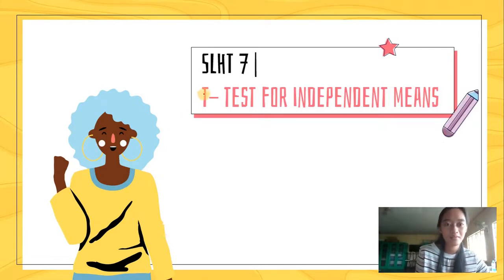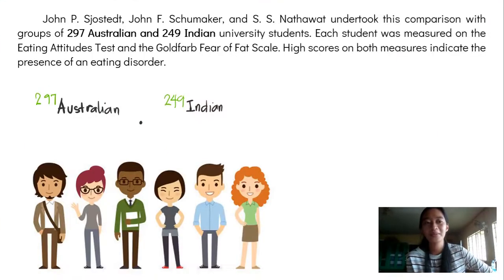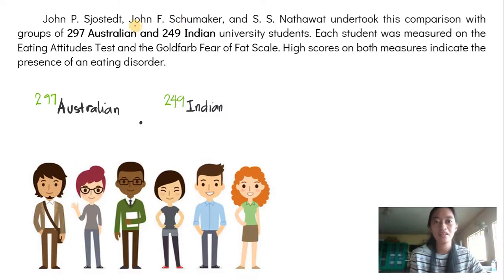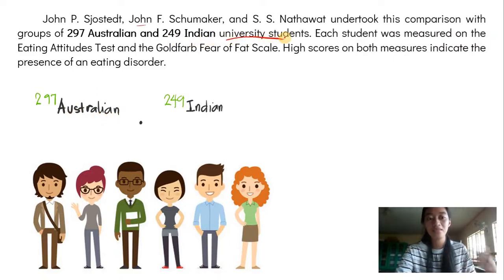This is actually a small t. Okay, why do we have to use this? Well, we will see. We have this sample study. There are researchers named John and another John, and this S.S. Natawat. They had this study which compared 297 Australian and 249 Indian university students. So just for example, class, this is an actual research. I got this from the book of Neil Salkind, for people who think they hate statistics.